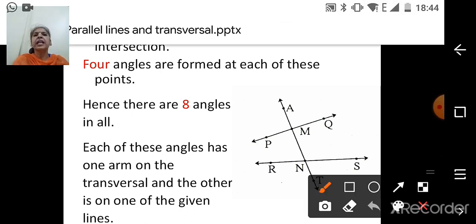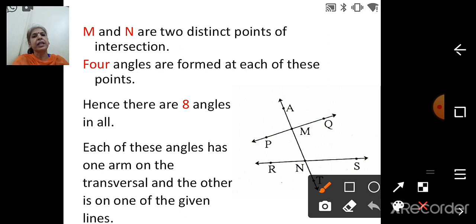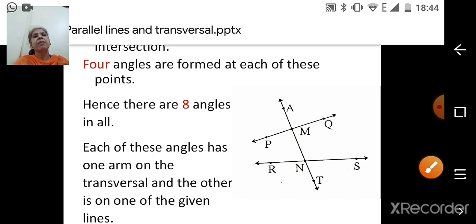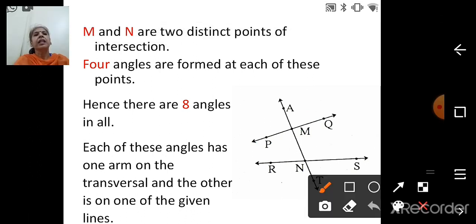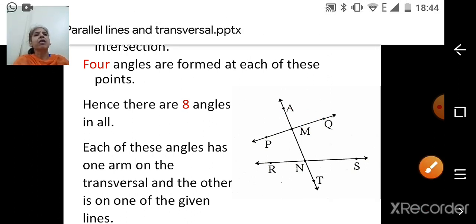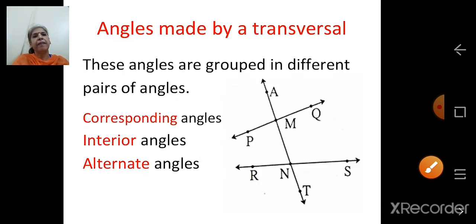Each of these angles has one arm on the transversal and the other on one of the given lines. For example, see the angle AMP. One arm is on the transversal and the other arm is on the given line. Similarly, if you see the angle AMQ, one arm is on the transversal and the other is on the given line.